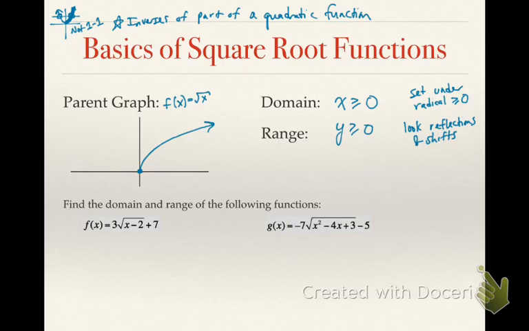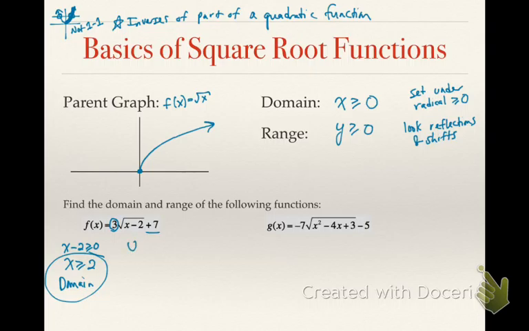Alright, so now for the domain and range of this first function, f, I'm going to first set x minus 2 is greater than or equal to 0. Notice I'm just dealing with what's under the radical, not the radical itself, which gives me a domain of x is greater than or equal to 2. Okay. If you think about how it's shifting, it is shifting to the right 2. That's what the x minus 2 means, so x is going to be greater than or equal to 2.